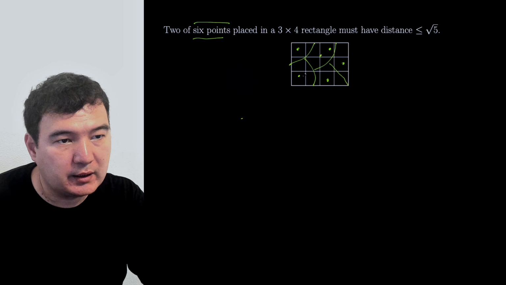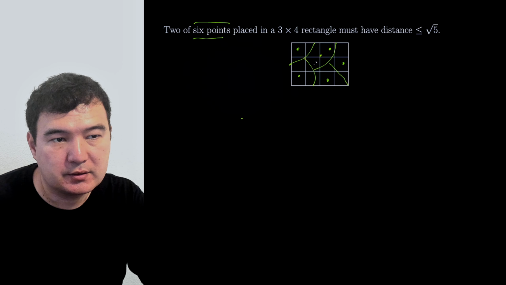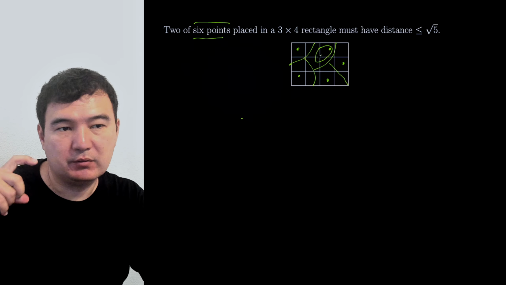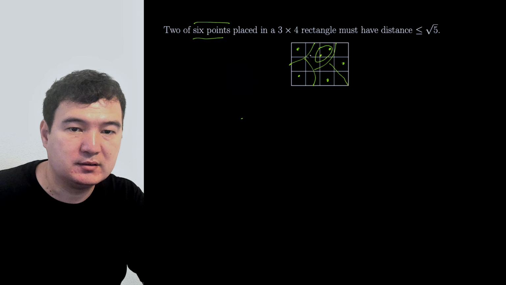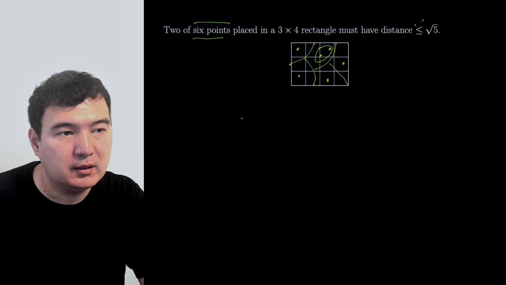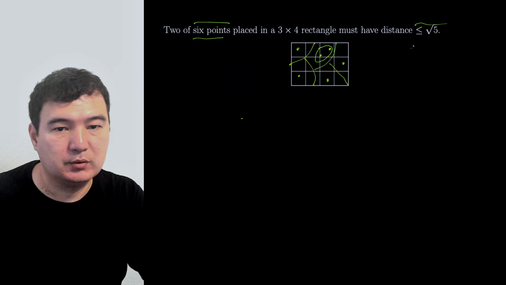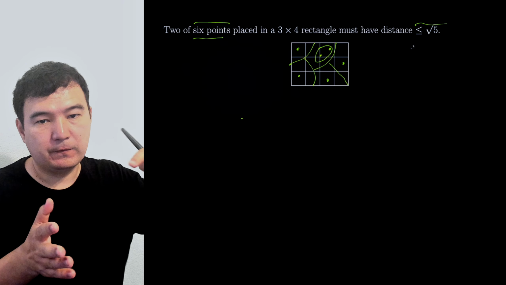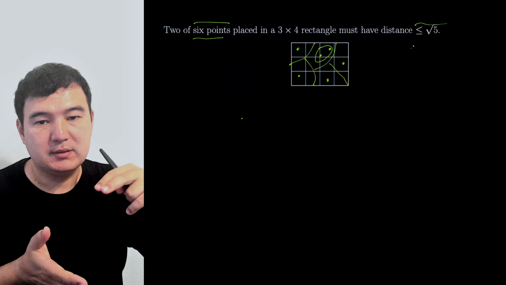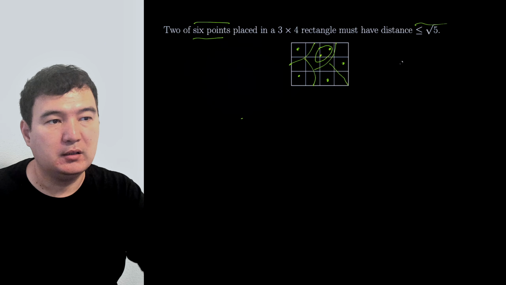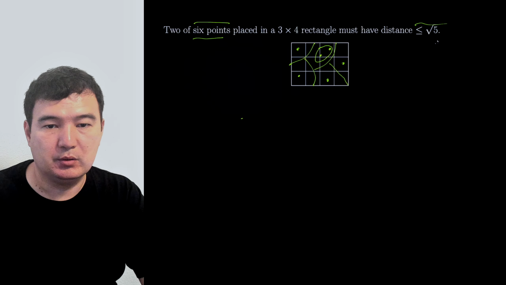So that's the idea. What is the restriction? What is the requirement for the parts? Inside these parts, the distance between 2 points, the diameter of the parts, the longest distance inside these parts, has to be at most square root of 5. So when 2 points fall into the same part, we can immediately claim that the distance is at most square root of 5.